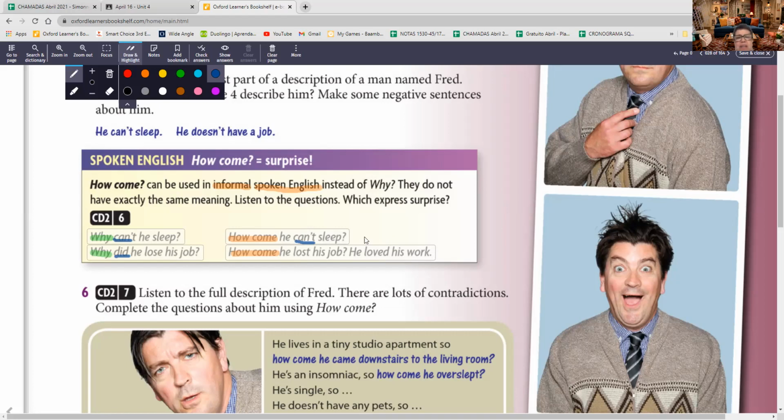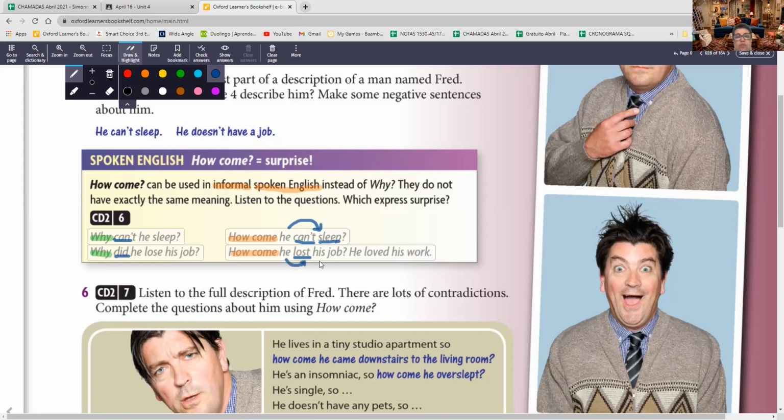How come he can't sleep, right? Here, how come he lost his job? So here, why did he lose? Why did he lose? And here, how come he lost? Okay, so it's totally different. In this case, when I use how come, the verb with the auxiliary, everything comes after the subject, okay? The same thing happens here.